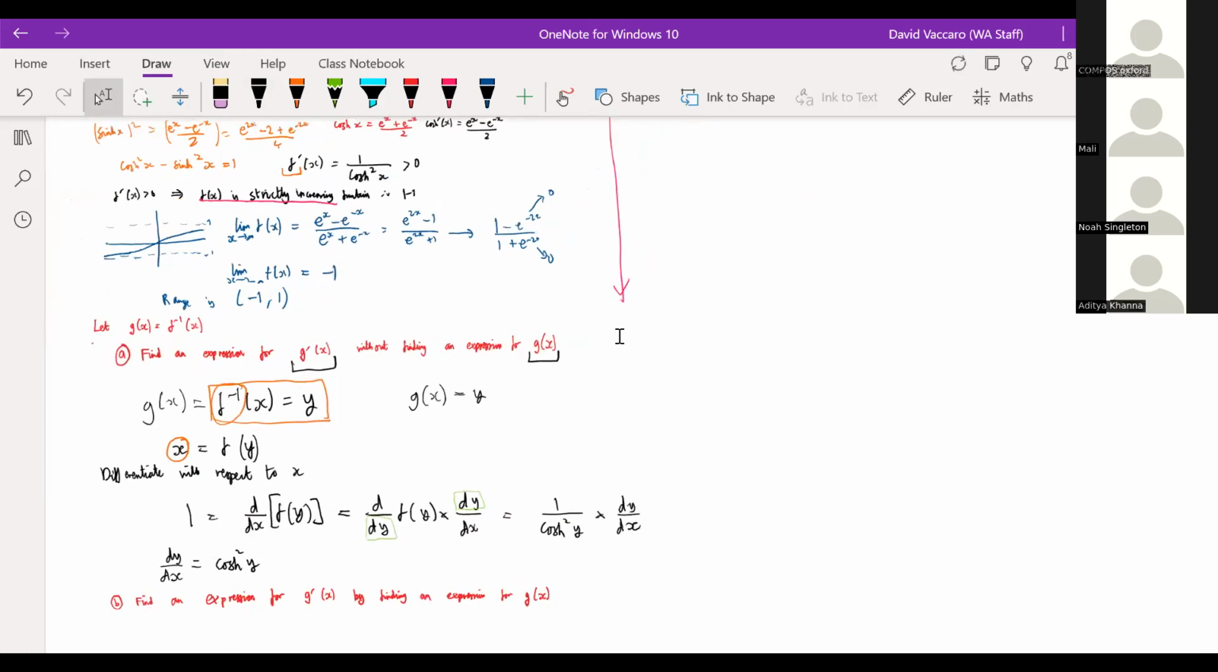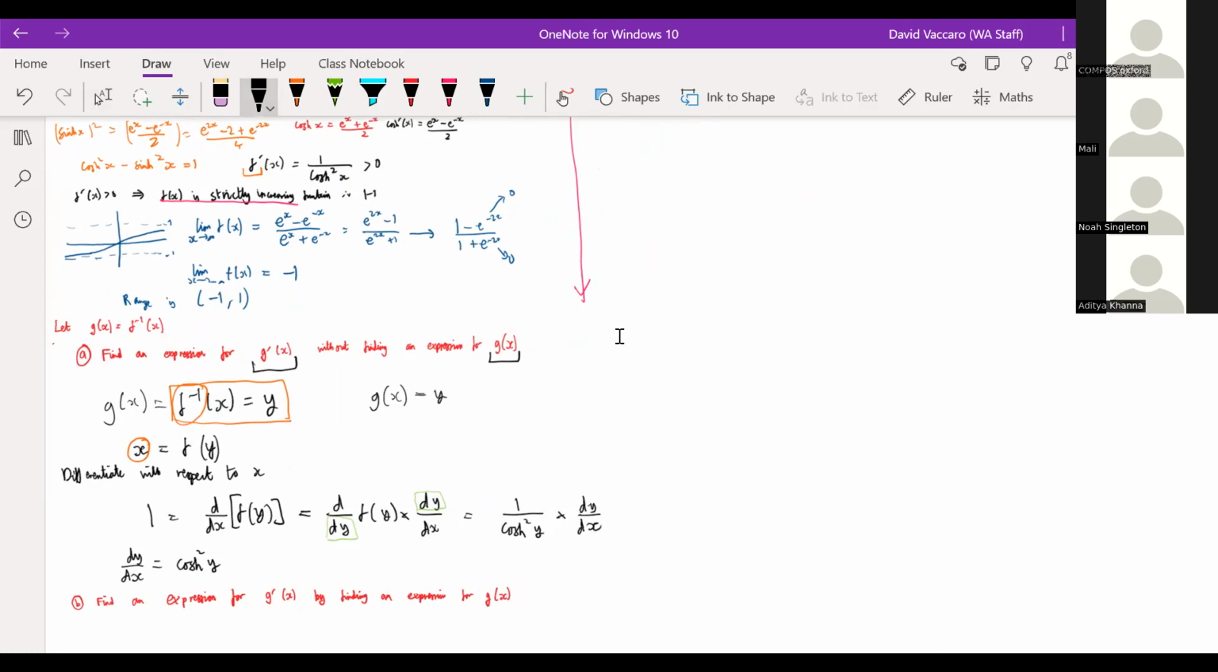What is the issue with this expression for the derivative? So we've got y is equal to g of x, and we've got dy by dx is equal to cosh squared y. What is unsatisfying about this derivative? I'll confirm I've not made a mistake, but there's something unsatisfying about the answer.